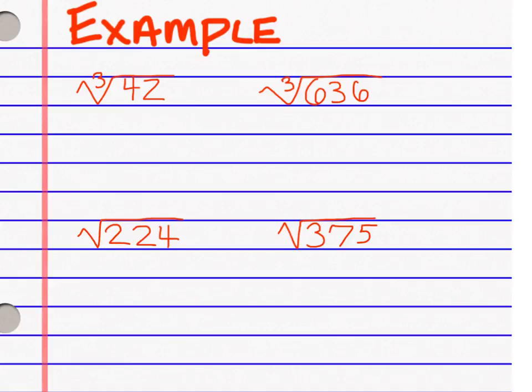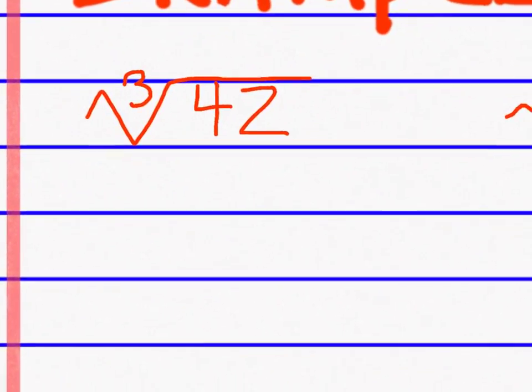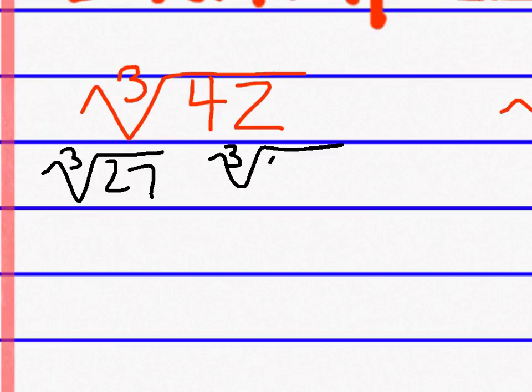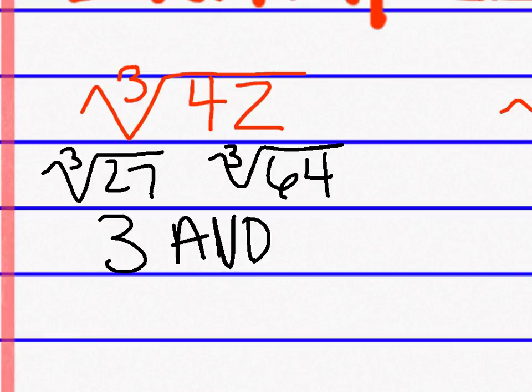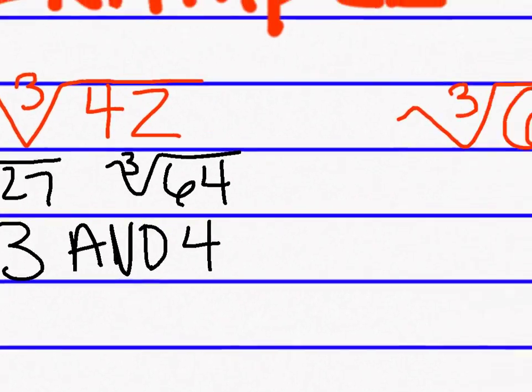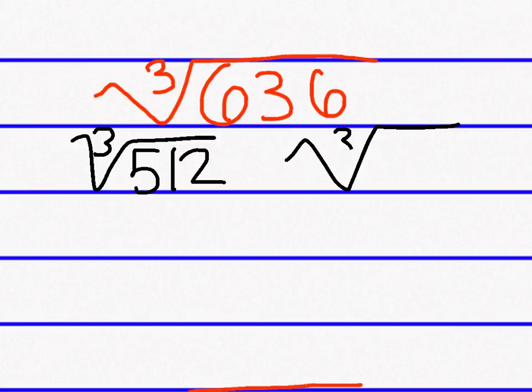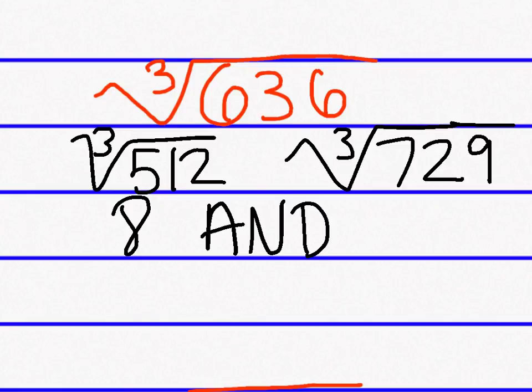Okay, example number 3. We have the cube root of 42. That will be between the cube root of 27 and the cube root of 64. So your answer is going to be 3 and 4. For the next one, we have the cube root of 636, which is going to be between the cube root of 512 and the cube root of 729. So our answer will be 8 and 9.